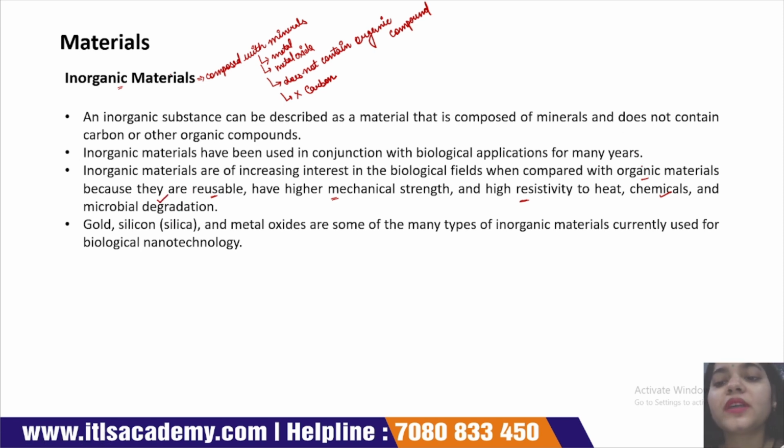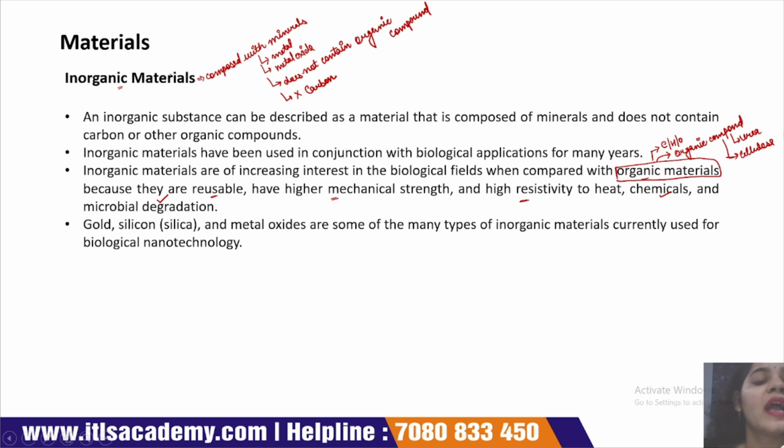Okay, now we discuss what an organic material is. Organic materials are those materials which contain carbon, hydrogen, oxygen. Organic material includes organic compounds such as urea, cellulose.